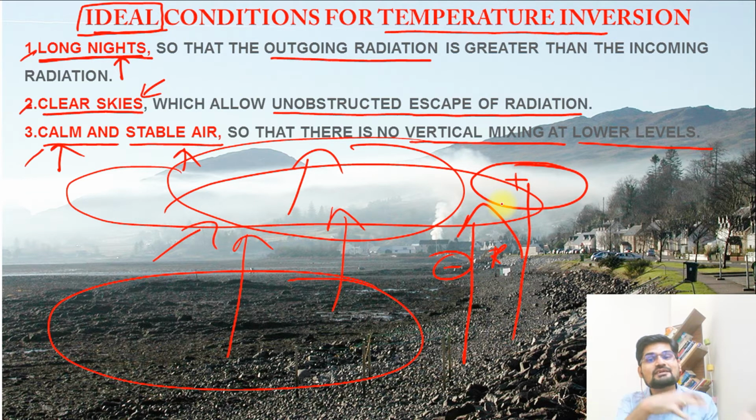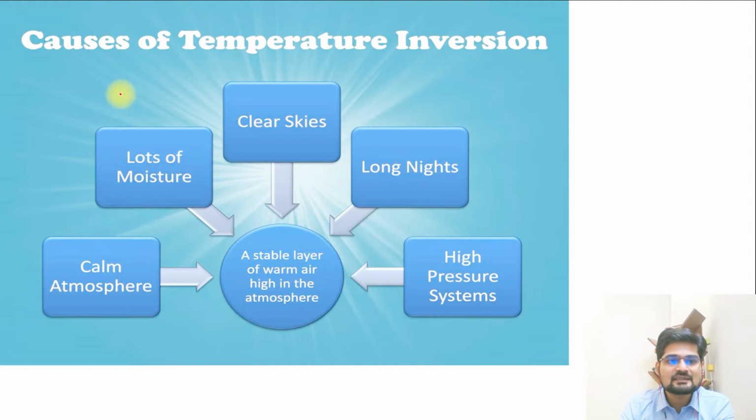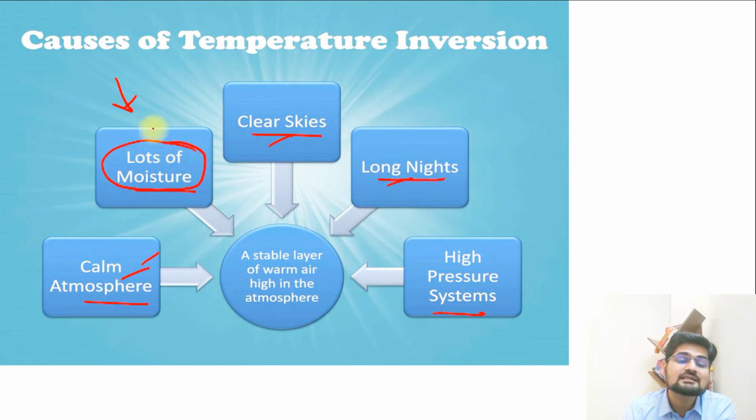So this is a reversal case of the lapse rate that we discuss in inversion of temperature. So various causes are listed in this particular flow diagram. So clear skies, longer nights, higher pressure system, lots of moisture, calm atmosphere. Now we already know these three factors: clear skies, longer nights, and calm atmosphere. Lots of moisture is related to, again, remember, the moist adiabatic process which we have discussed.